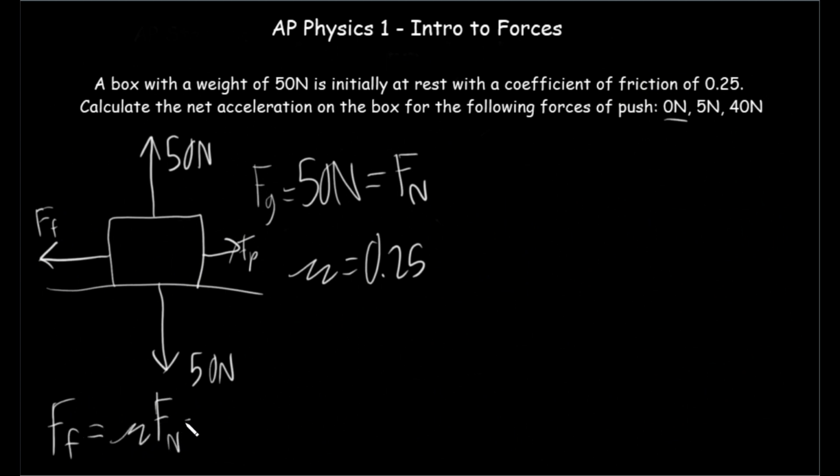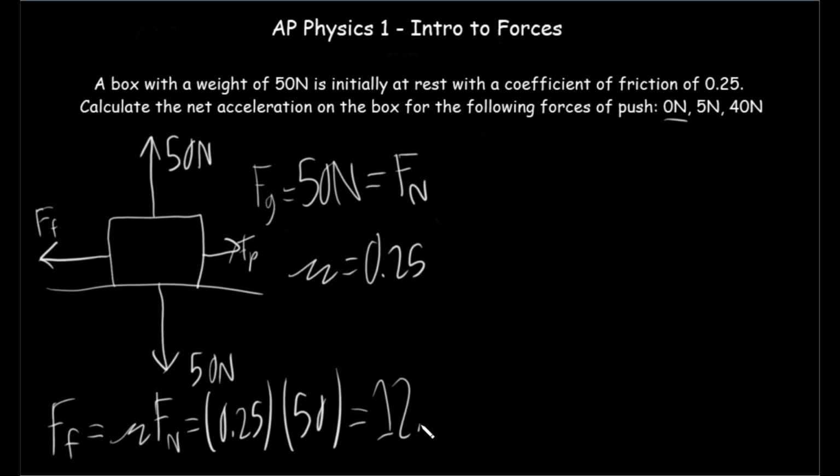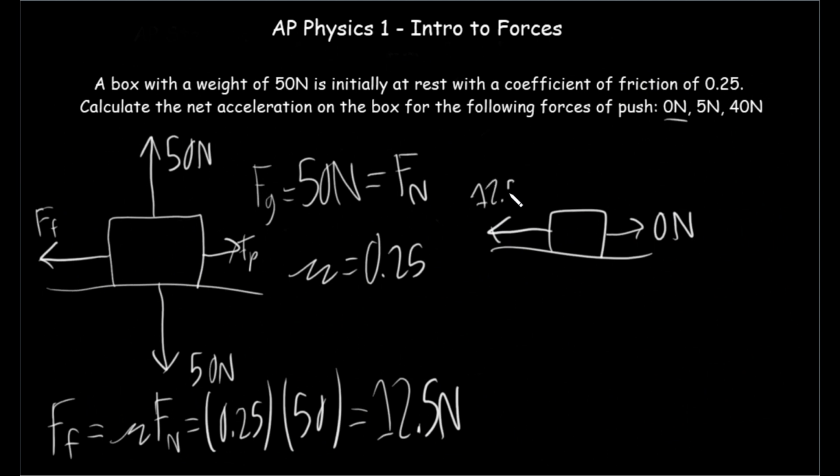So let's calculate for friction all the way down here. Remember this formula, 0.25 times 50. You can put that in your calculator. Get 12.5 newtons, and that's your force of friction. And so basically here, for 0 newtons, we have 0 newtons of push, but we have 12.5 newtons of friction.